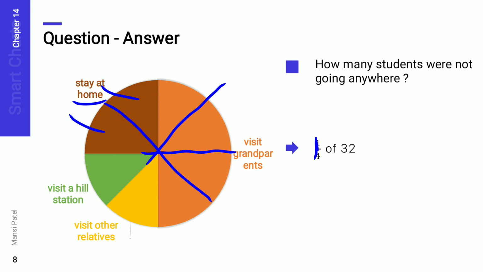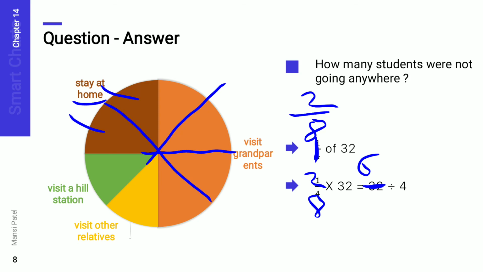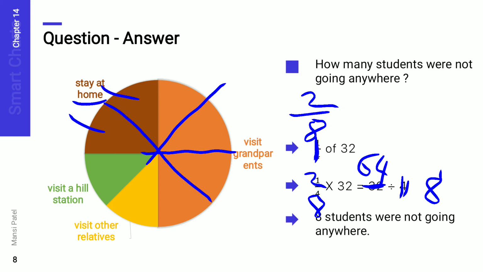Here there is one mistake; you have to write 2 upon 8. Now remove this "of" sign. So here it is 2 and here it is 8. 32 twos are 64. 64 divided by 8. 64 divided by 8 is equal to 8. 8 students were not going anywhere. This is the answer.